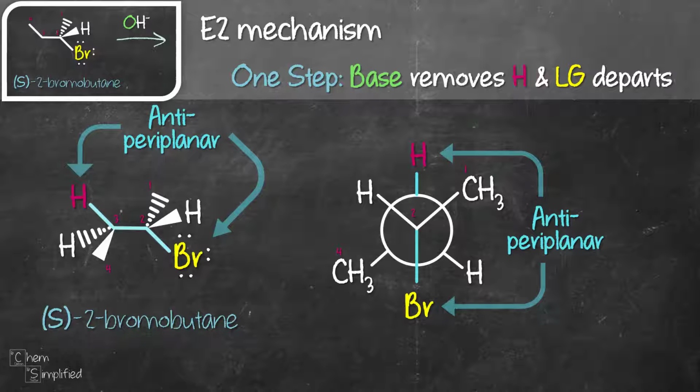Another point to note is that if the substrate is a cyclohexane ring, aside from the H to be removed and leaving group being anti-periplanar, both of the bonds must also be axial, cannot be equatorial. Otherwise, E2 won't take place. This is another important point to note for a substituted cyclohexane.